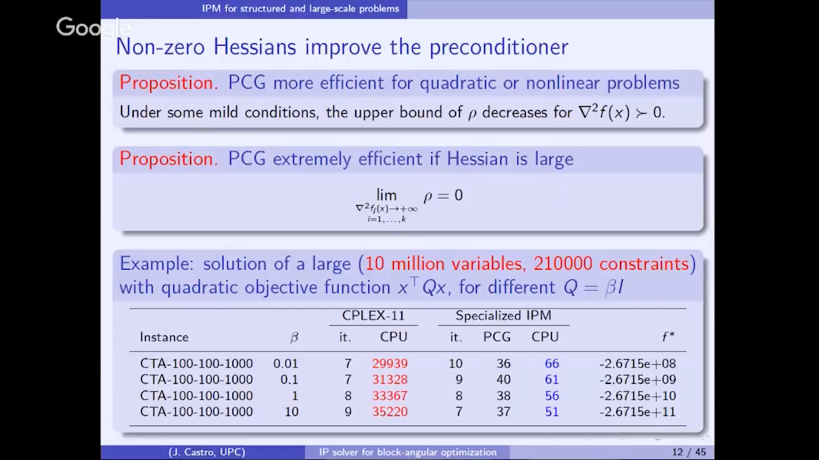In general, as a corollary of this result, it can be seen that the method is very efficient if the Hessian is large. So if the Hessian of the objective function goes to infinity, the spectral radius goes to 0.